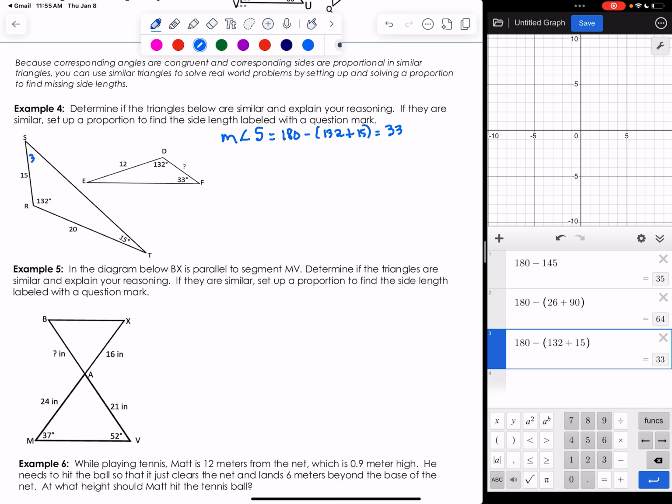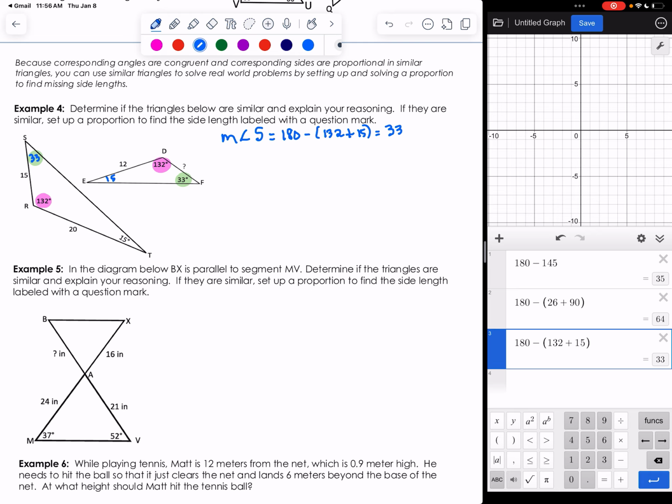So let me put that there. And so that means this angle here is 15. Now, what I want you to notice is that we have two pairs of congruent angles. So, yes, they are similar. So we're going to write a similarity statement, okay?